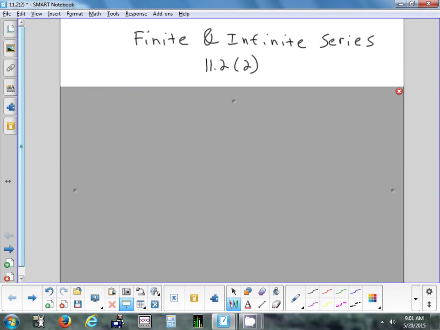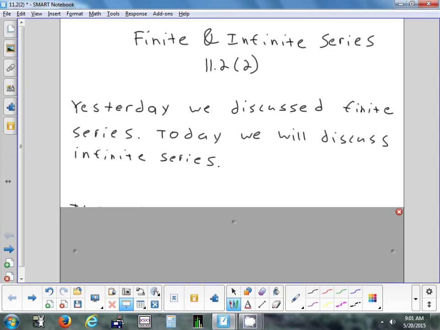Okay, so let's finish up section 11.2. Yesterday we looked at adding up all the terms in a finite series. In a finite series, they always add up to something because you have a certain amount of things you're adding. It doesn't go on forever. Okay, well, today we're going to look at an infinite series.